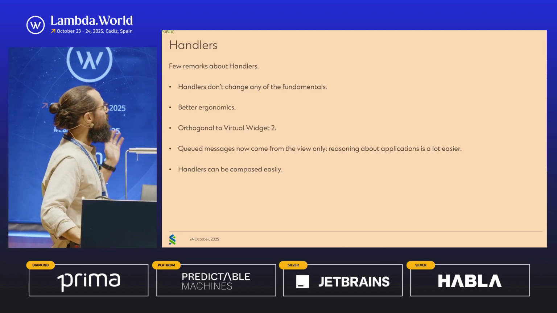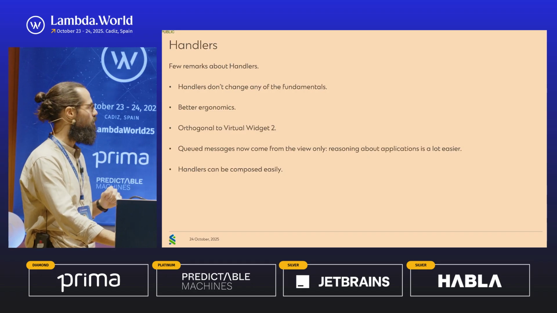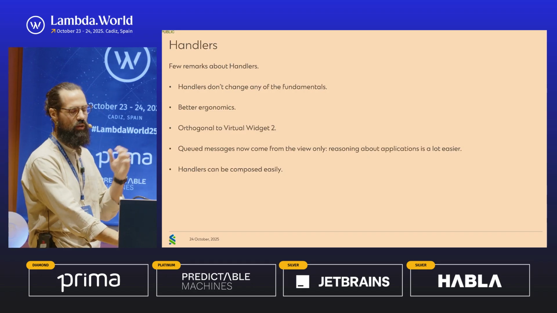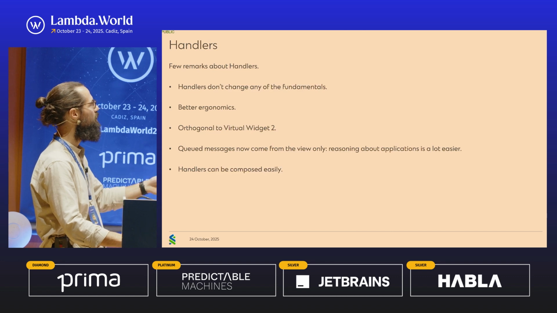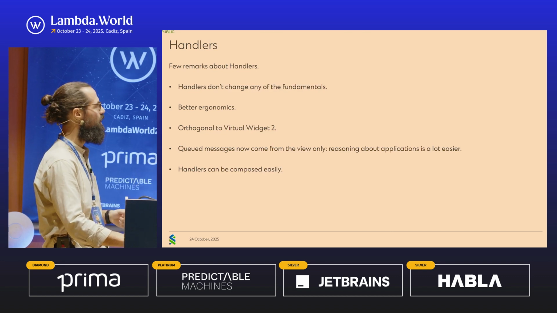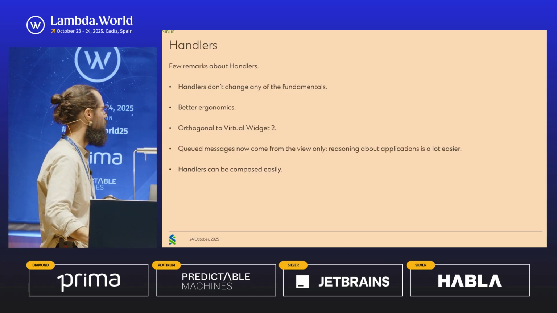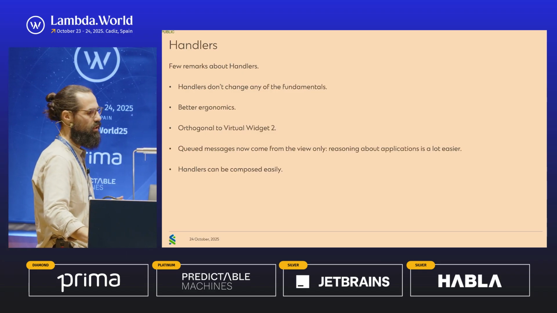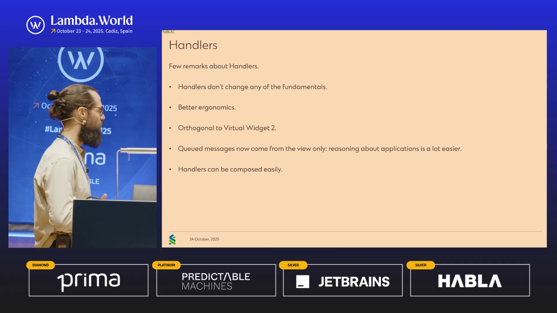Another nice thing is that now the messages only come from the view. You cannot raise messages anymore from the update function. You just handle stuff in the update function, but you cannot raise messages anymore, which makes reasoning a little bit easier with these applications. And then handlers can compose much more easily. And this is because they are monadic calculations, right? So you can compose them quite easily.